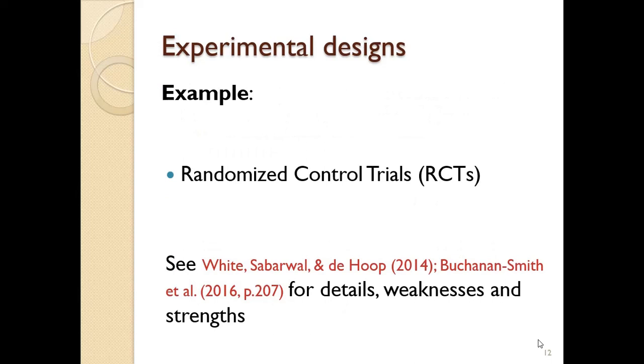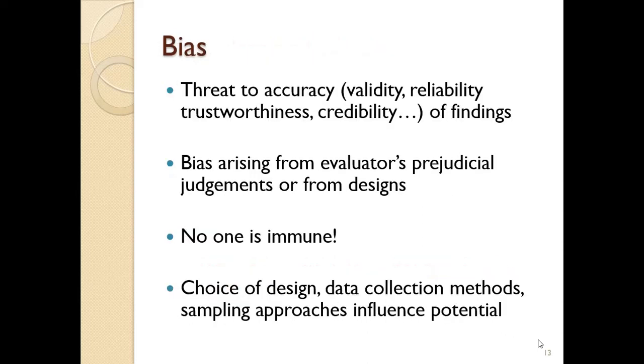Examples of experimental designs include randomized control trials. I already talked about that. Now, there are issues of bias when it comes to selection of certain designs, and bias threatens accuracy, reliability, trustworthiness, and credibility of findings. Bias can arise from evaluators' prejudicial judgments or from the designs themselves.